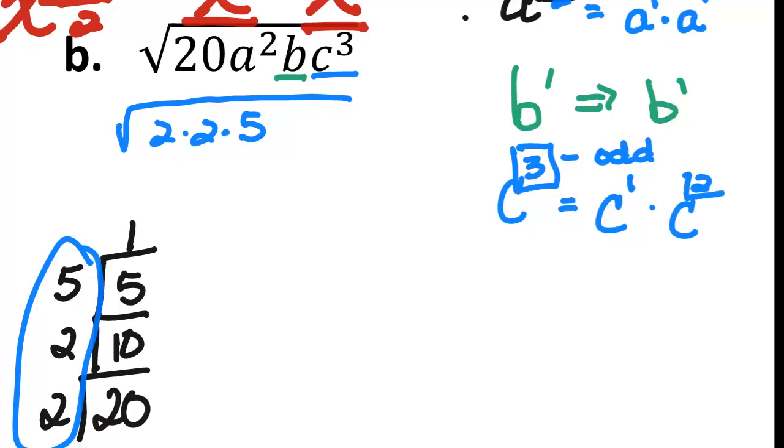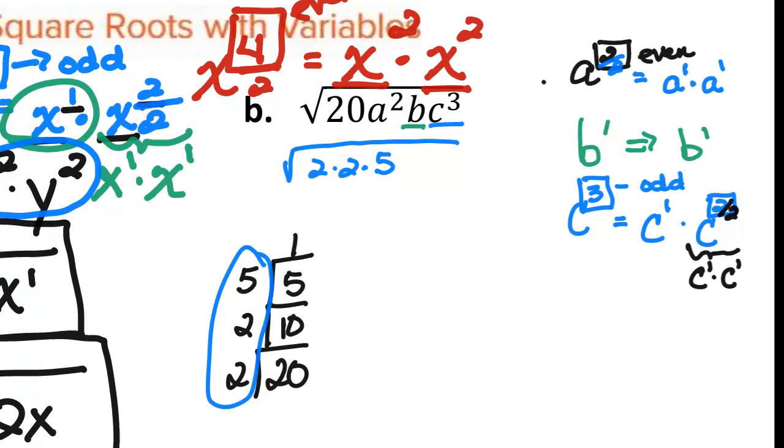Now this c squared, that's even. I need to change that, so divide that by 2. This c squared is going to become c to the 1st times c to the 1st. So all of these would be, oh, I forgot to write them down each time.